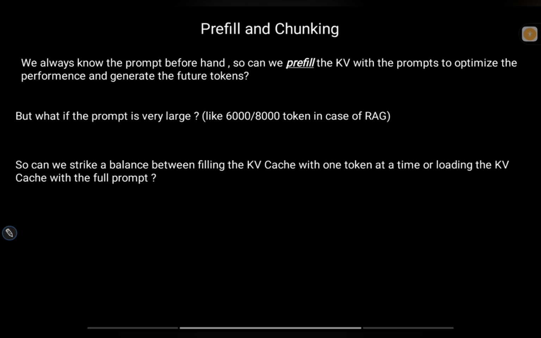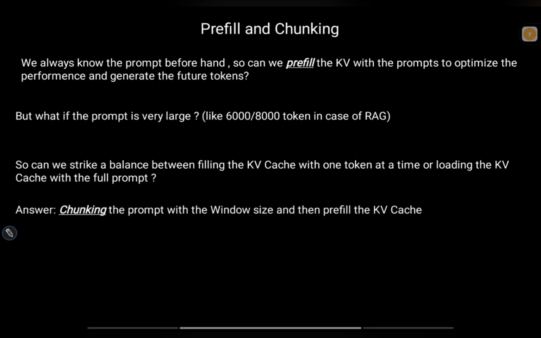So is there a way to strike a balance between these two approaches and load the KV cache with the prompt? The answer is chunking. In chunking, we chunk the prompt with the window size. That window size is the same as the sliding window attention we have used, and then we pre-fill the KV cache with the chunks we have created from the prompt with the help of the window size.